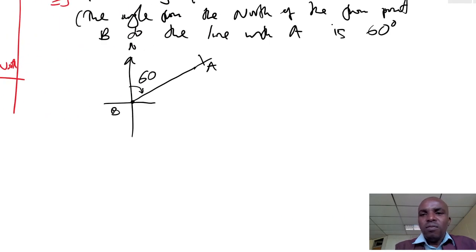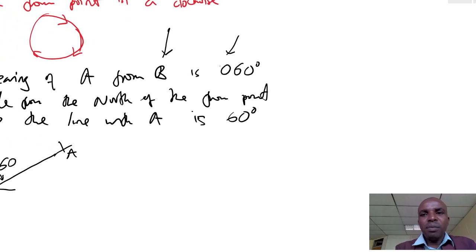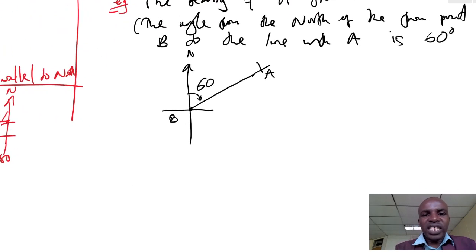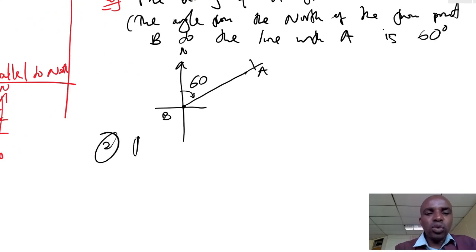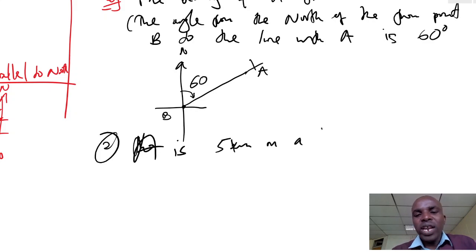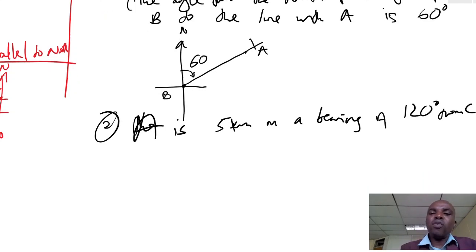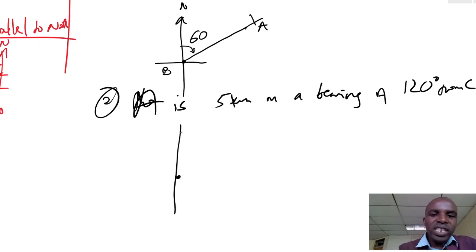Now, let me give another example. Example number 2: A is 5 kilometers on a bearing of 120 degrees from C. The from point is C, so I have to draw my north at C. The angle is supposed to be 120 from the north of C. This one is 90 up to 120, and I still need 30 degrees, so I have to add something somewhere.